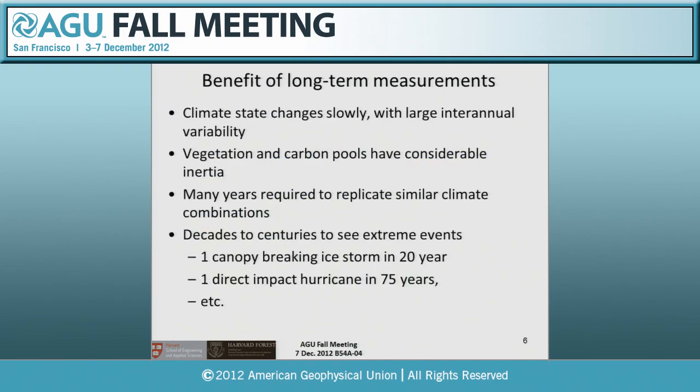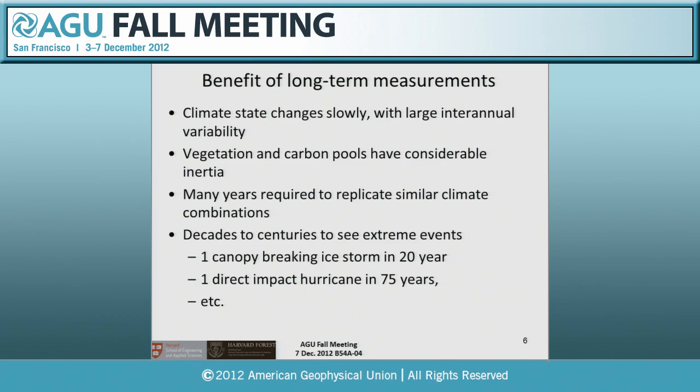So we have long-term observations. Why is that useful? Well, the climate does change, but it's slow and has a large interannual variability. And in a forest, the vegetation and carbon pools have a considerable inertia, so they're not going to change very fast.